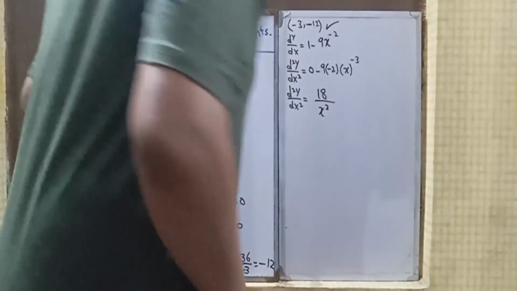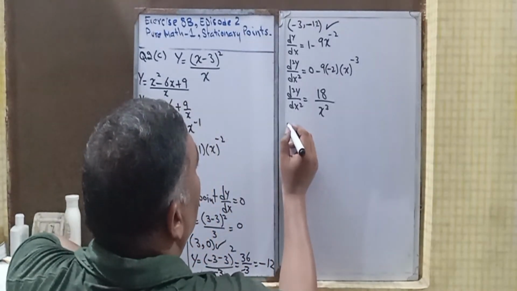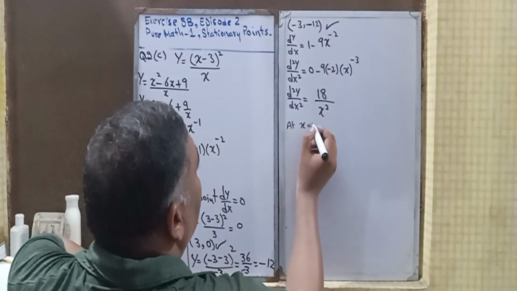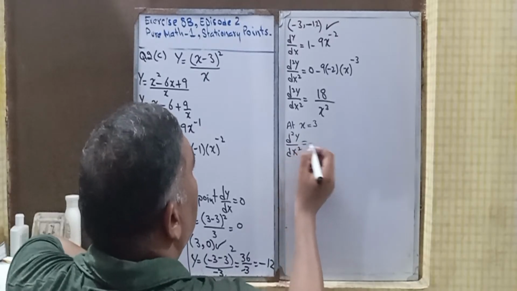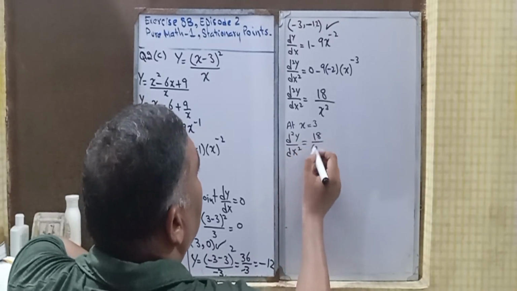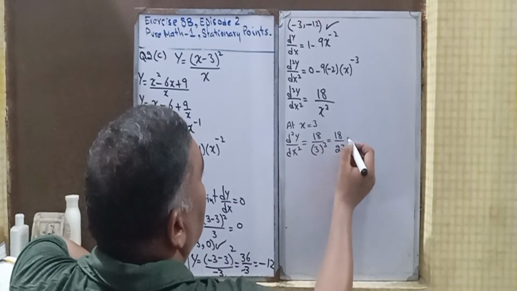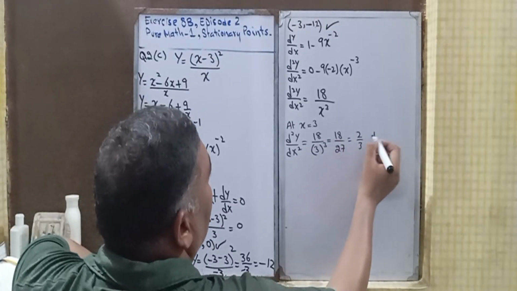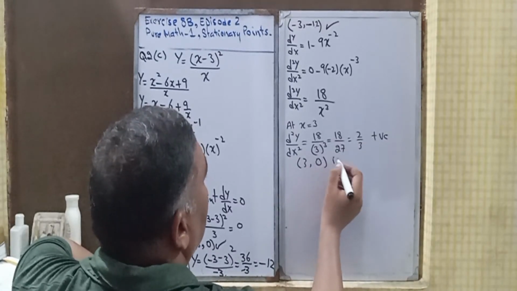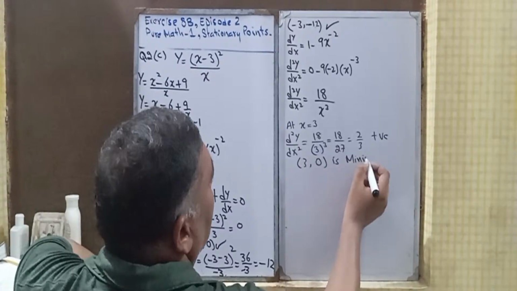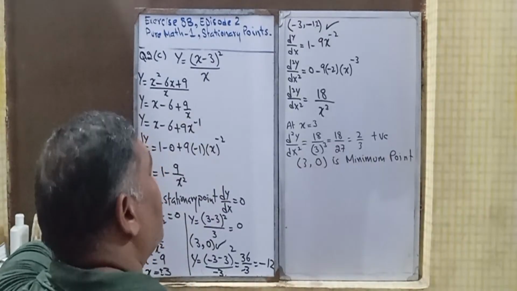Okay. Now I have two stationary points. I will put their x values one by one. So at x equals 3, d square y by dx square will be equal to 18 divided by 3 cube. So that is 18 divided by 27, which is 2 by 3, which is positive. So the point 3 comma 0 is a minimum point. So that stationary point is a minimum point.